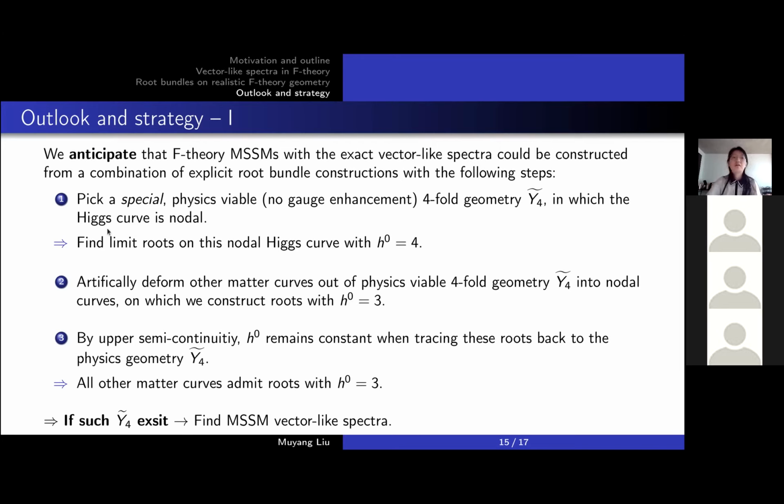So if the above procedures are satisfied, and we say such a Y4 tilde exists, then we conclude we find an MSSM with exact vector-like spectrum.